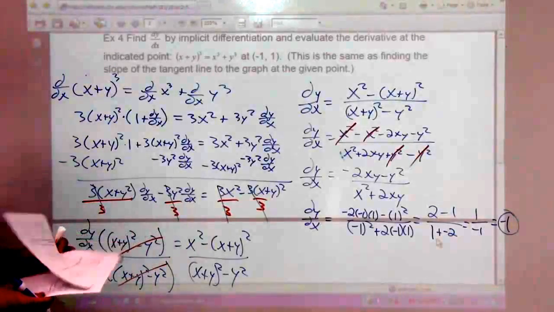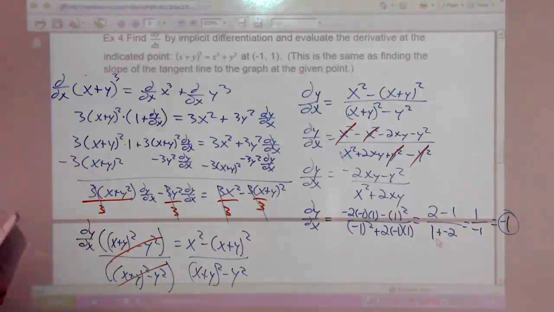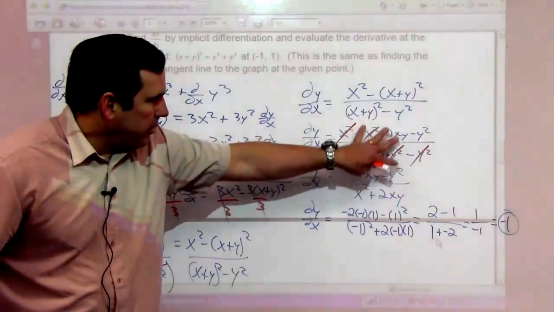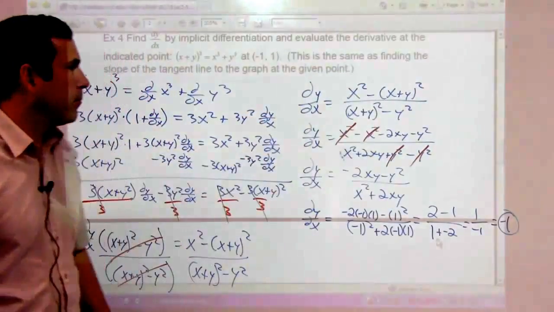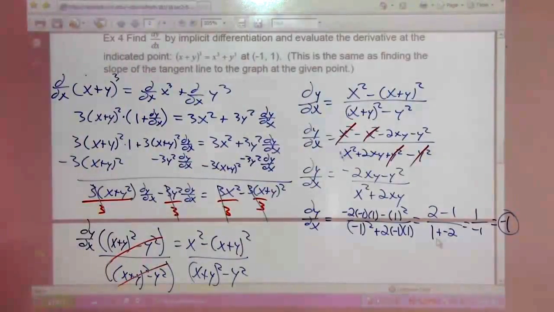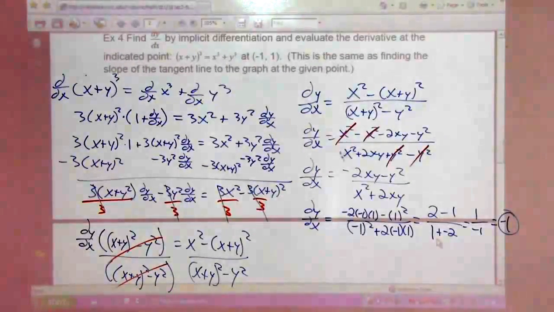Okay. Now, I did not have to do this step here. I chose to do this step to expand it and make it a little simpler. You could have just gone with that. We go on to the next page.